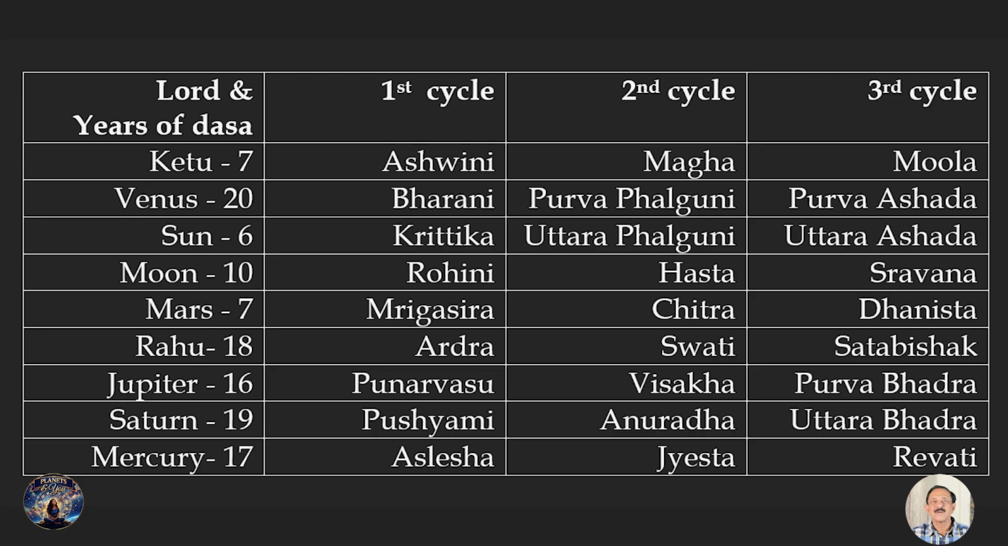Please look at the table. This Dasha system follows Ketu, then Venus, Sun, Moon, Mars, Rahu, Jupiter, Saturn and Mercury. Ketu Dasha lasts for 7 years. Venus Dasha lasts for 20 years. Sun Dasha lasts for 6 years.